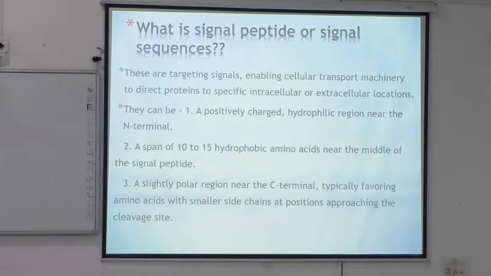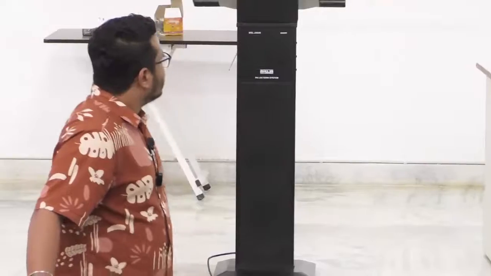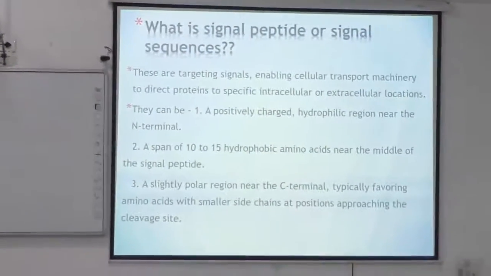I already told you that these are short sequences of amino acids, specifically or majorly present at the N-terminal, but there is an exception, that is peroxisomes. If any protein is getting targeted to peroxisomes, the signal sequence is present towards the C-terminal. They are a positively charged hydrophilic region near the N-terminal.